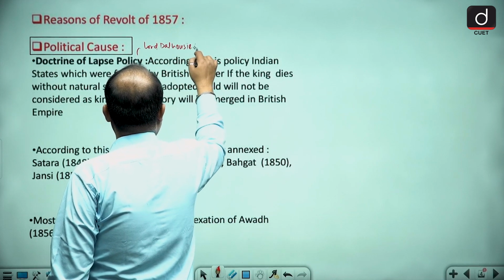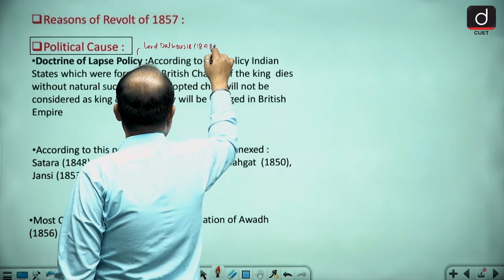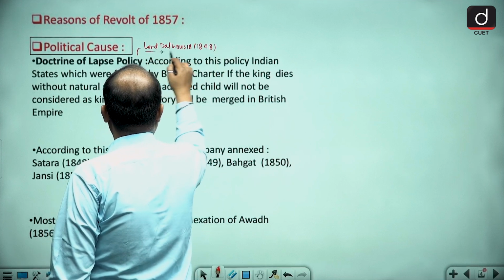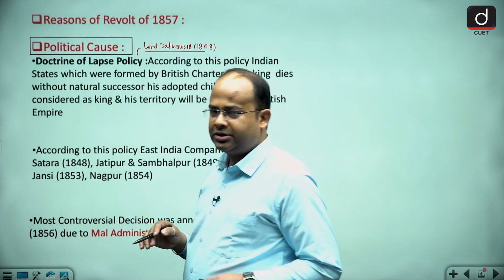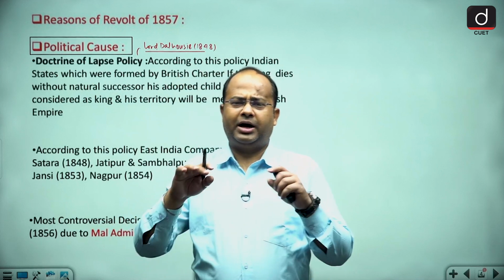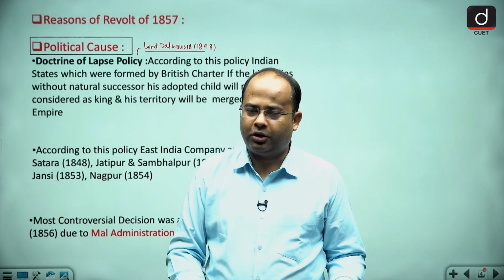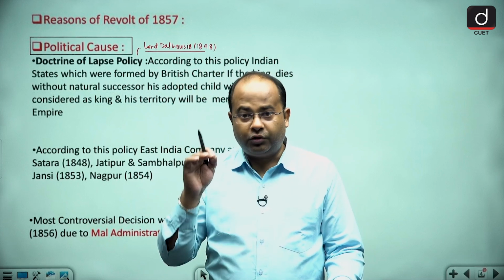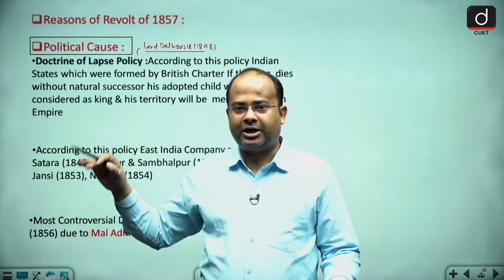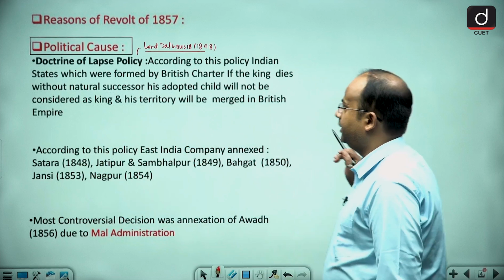in 1848. So Lord Dalhousie started this policy in 1848. And what is doctrine of lapse? It was a highly ambitious policy of Lord Dalhousie that just by making a law, without fighting any war, he started annexing the Indian territories.